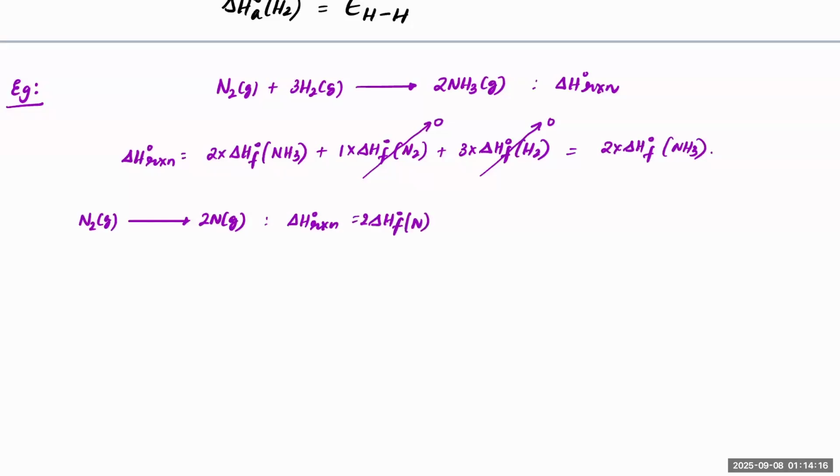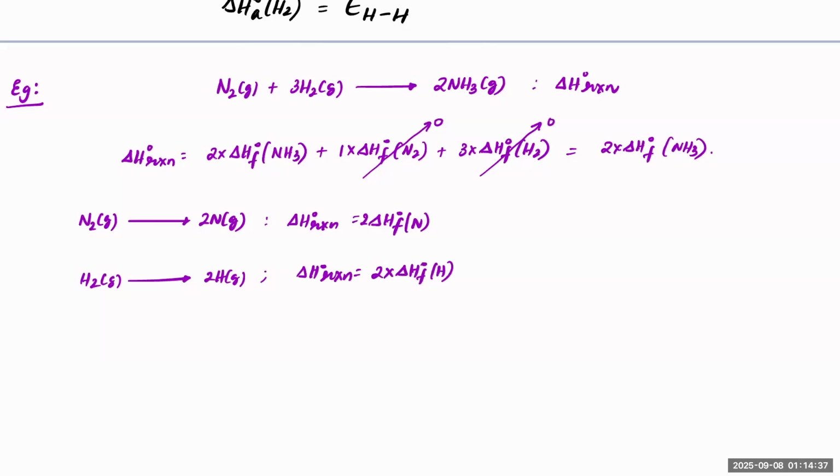Similarly, if I write H2 gas going into 2H gas, then I can write this delta H naught of the reaction as equal to 2 times delta H naught of formation of hydrogen. This is what we can write.